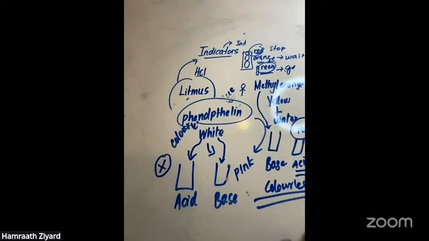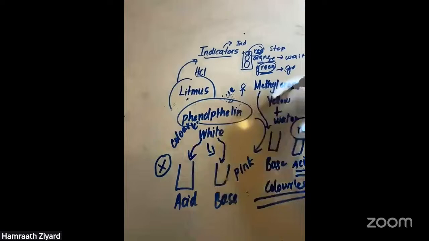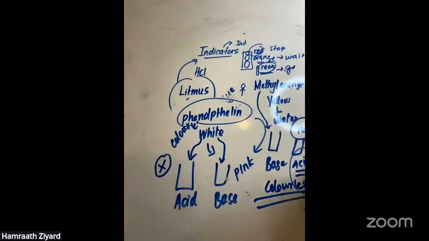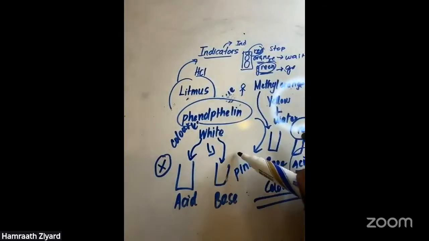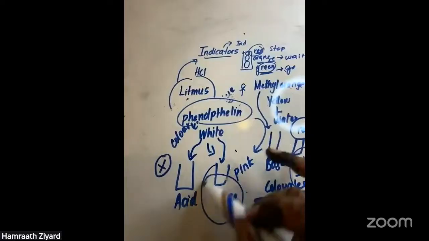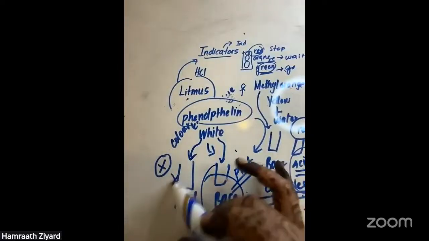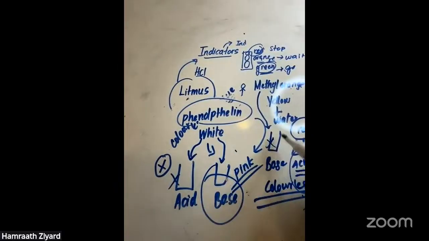Clear with that? So this is an indicator. Methyl orange is used to identify the acid. It will turn into red color. Then phenolphthalein is a white powder. You mix it with surgical spirit. It is also used to identify the base. It will give you the pink color, but in the acid it will remain colorless.